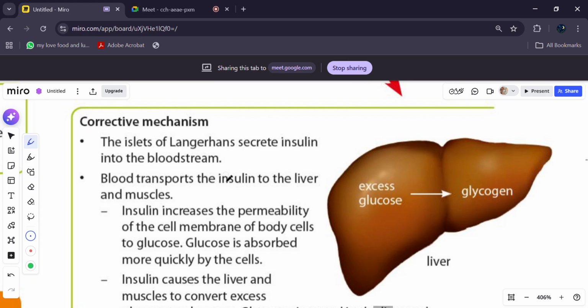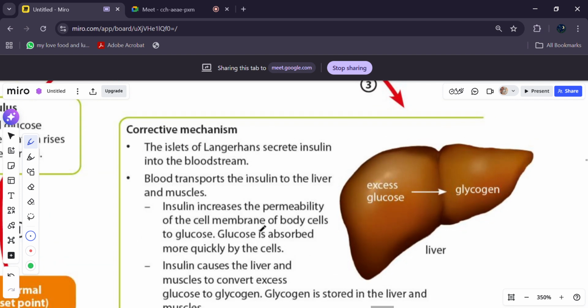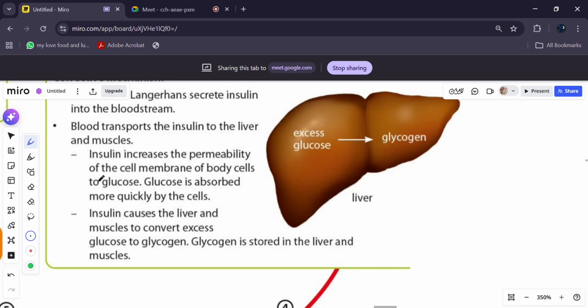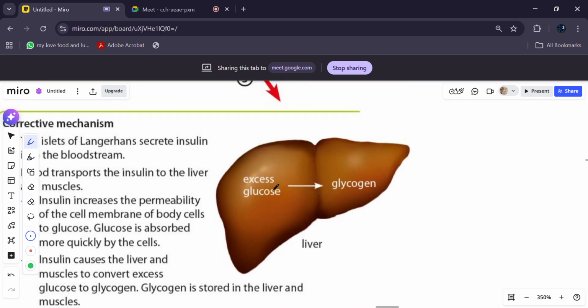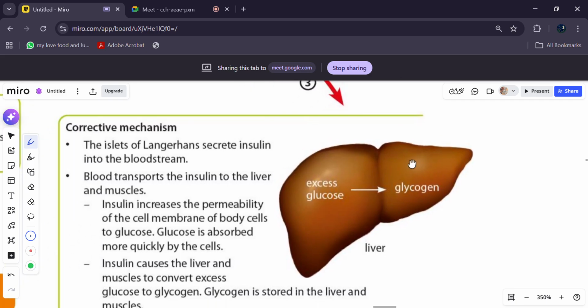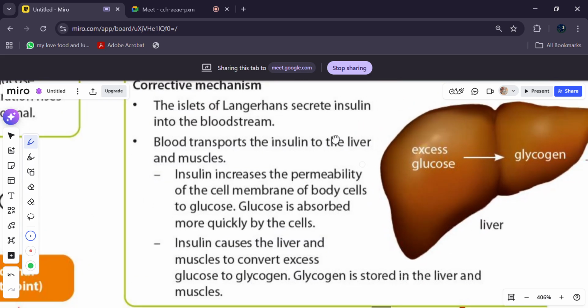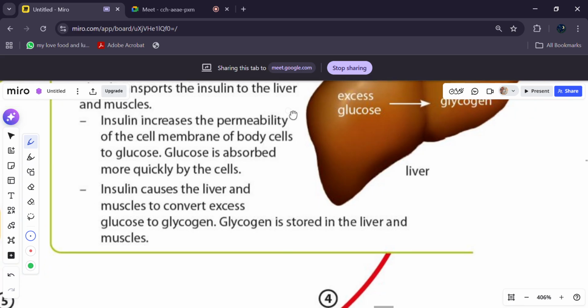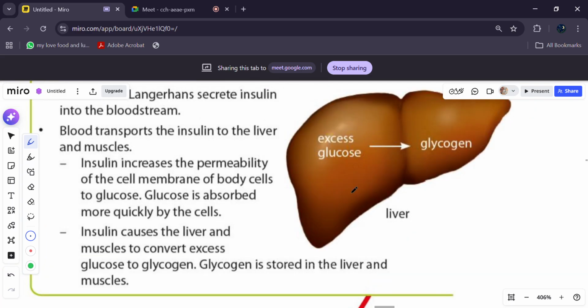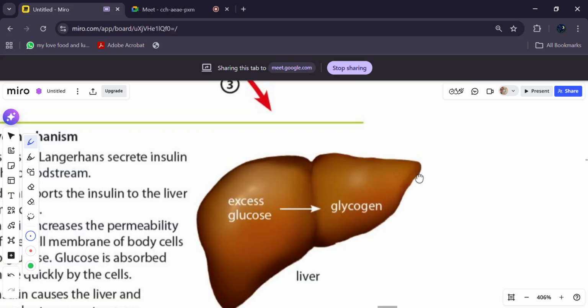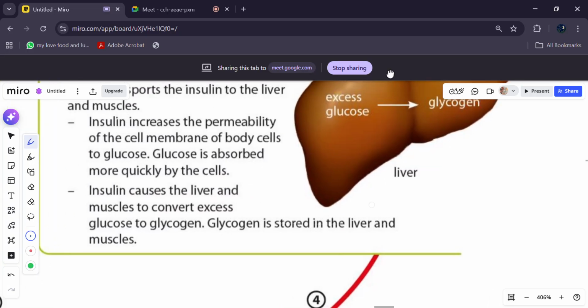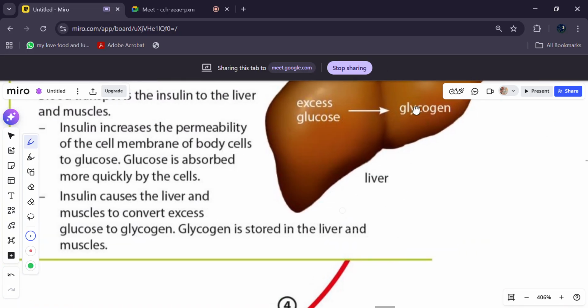Blood transports this insulin to the liver and muscles. Insulin increases the permeability of cell membranes of the body cells, allowing glucose to be absorbed more quickly by the cells. And the insulin causes the liver and muscles to convert excess glucose to glycogen. And glycogen is what is stored in the liver and muscles for extra.